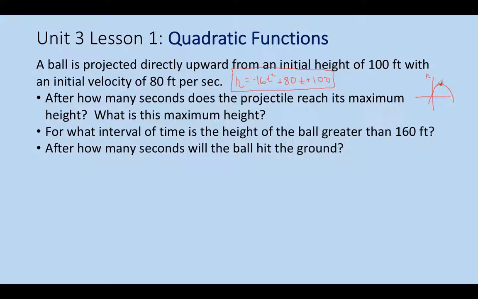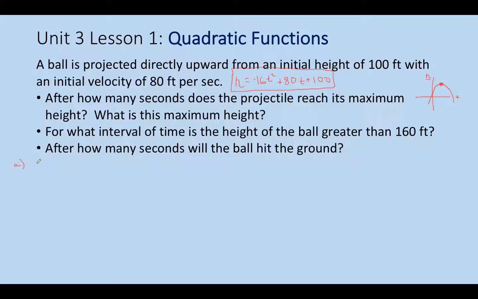And so all this is asking me is, what is the t value? What is the time when it reaches its maximum height? What is the x, essentially, of my vertex? And then what is the maximum height? Well, that'd be kind of like the y, or the h. And so really this is no different than the first steps of graphing using the axis of symmetry method.